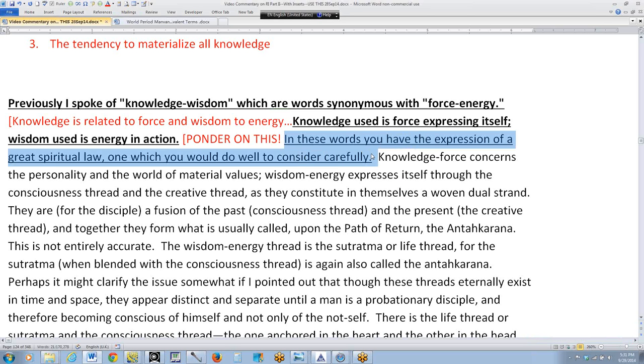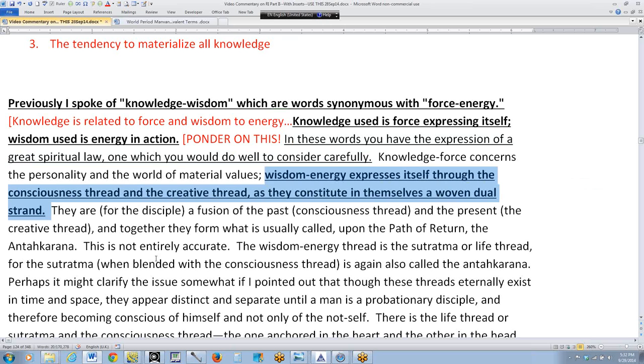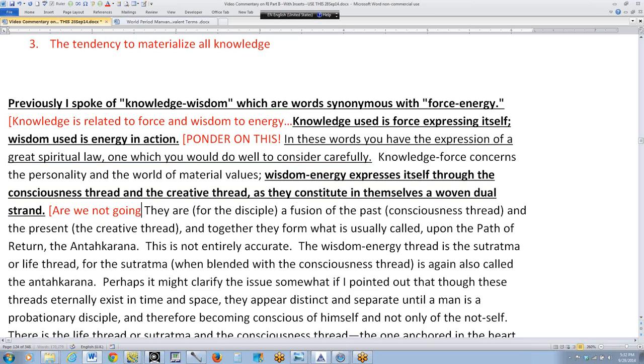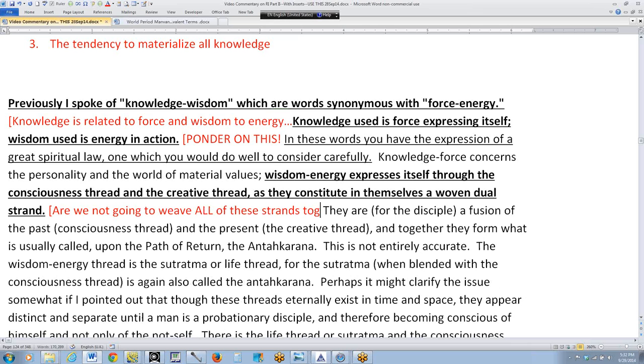Knowledge force concerns the personality and the world of material values. But of course, we do have knowledge of higher planes. So here the distinction begins to break down a little bit. Wisdom energy expresses itself through the consciousness thread and the creative thread, as they constitute in themselves a woven dual strand. Well, I think we're going to weave all of these strands together, are we not?